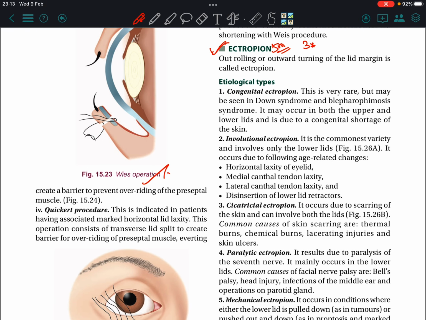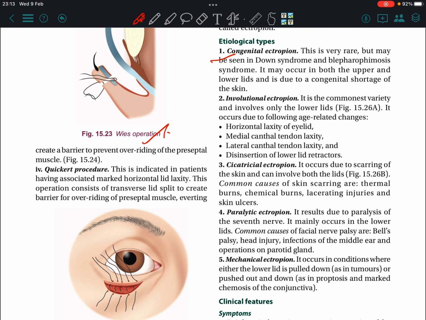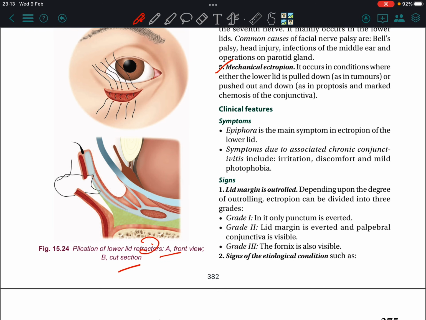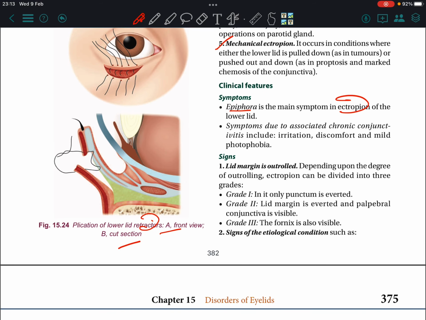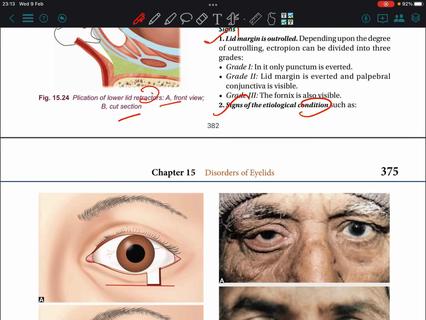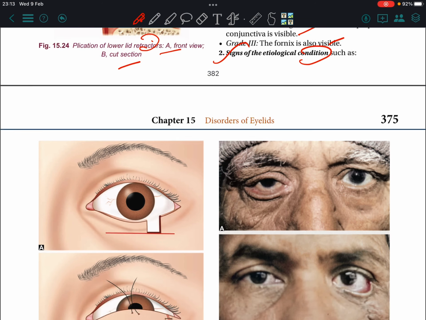Then ectropion, outrolling or outward turning of the lid. Etiological types: congenital, involutional, cicatricial, paralytic, mechanical. Clinical features: epiphora is the main symptom in ectropion. Symptoms due to associated chronic conjunctivitis include irritation, discomfort, mild photophobia. Signs: lid margin is outrolled. Signs of etiological conditions: grade 1, in it only the punctum is everted. Grade 2, lid margin is everted. Grade 3, fornix is also visible.